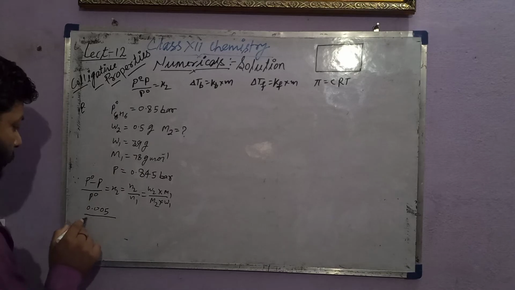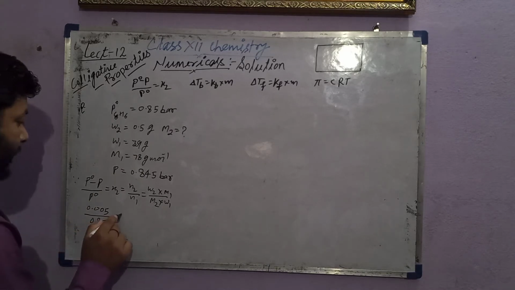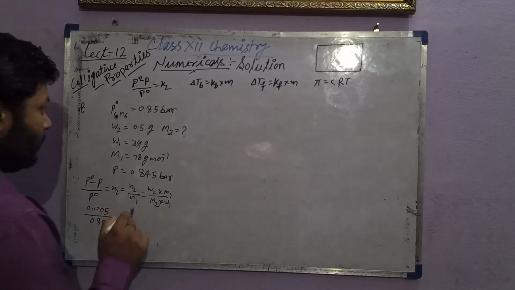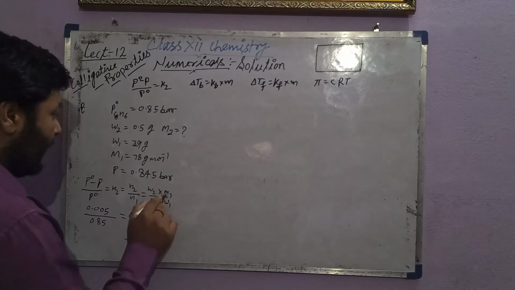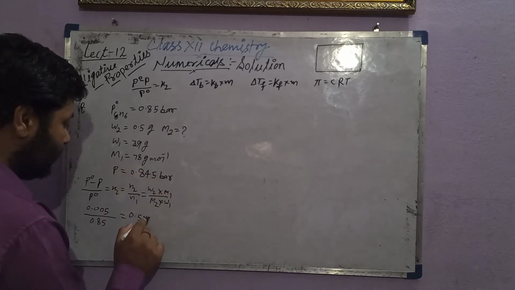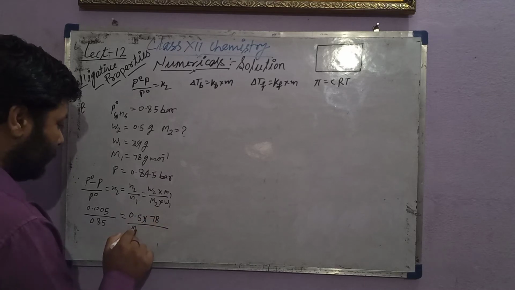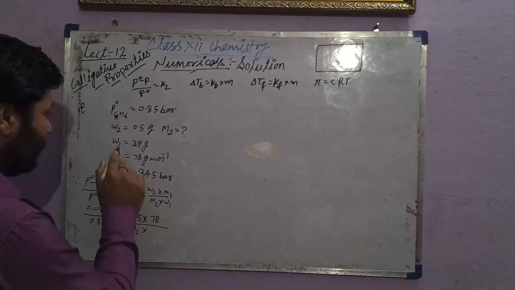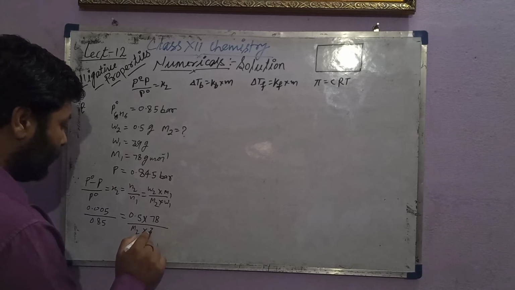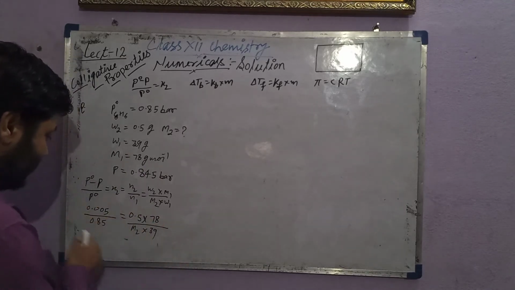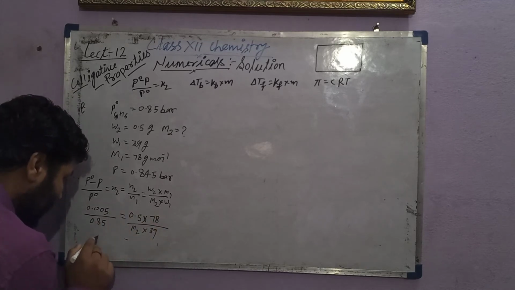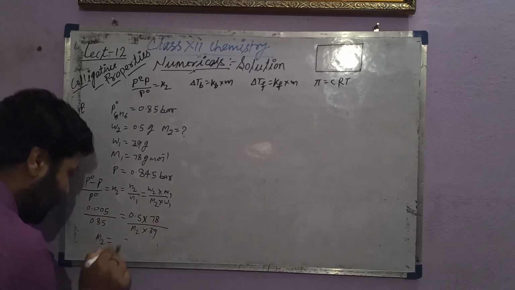P naught is given 0.85, equal to W2, which is given 0.5. M1 is given here 78. M2 they are asking, and W1 is given 39. On solving all these things, you can calculate the value of M2.